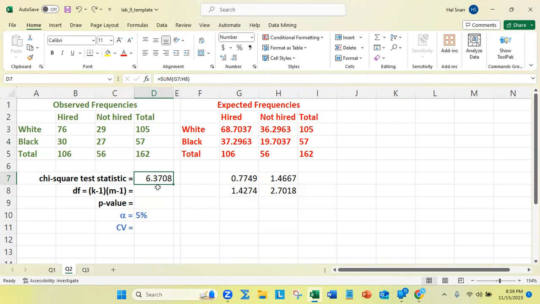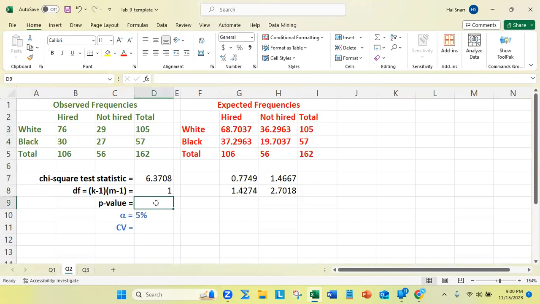Now, to do that, we have to calculate the degrees of freedom. In this particular chi-square independence test, K is the number of rows and M is the number of columns. So we have 2 rows and 2 columns. So 2 minus 1 is 1, and 2 minus 1 is 1. 1 times 1 is 1. So I'll do 2 rows minus 1, times 2 columns minus 1, and we get 1, right?